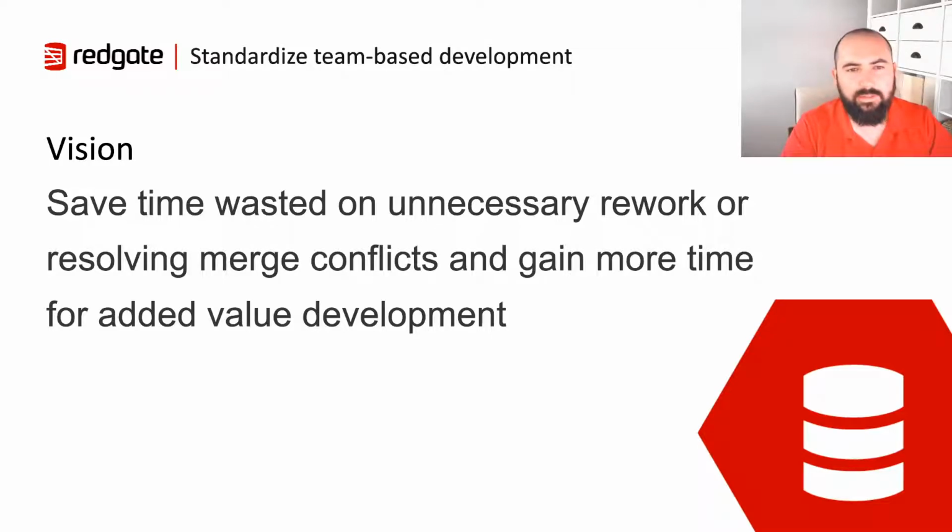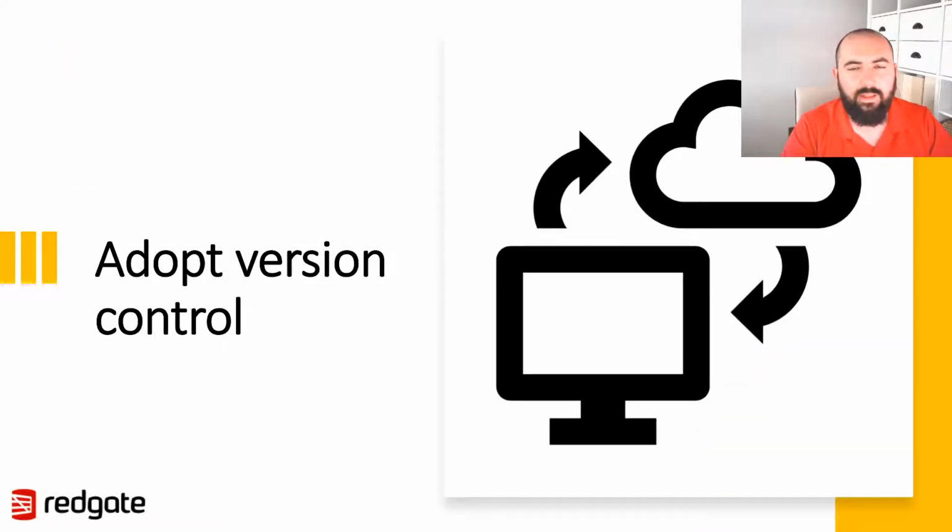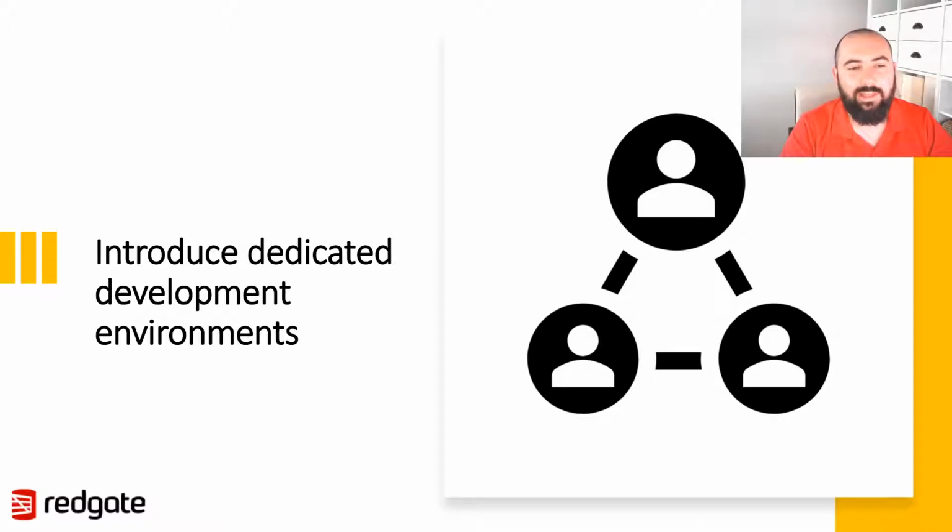Okay, so how can we do that? Well, a big facet of this is how we can adopt version control. And so implementing a version control system for the database can essentially enable us to much more efficiently work as a team. We can then share our code around. We can even start thinking about dedicated development environments.